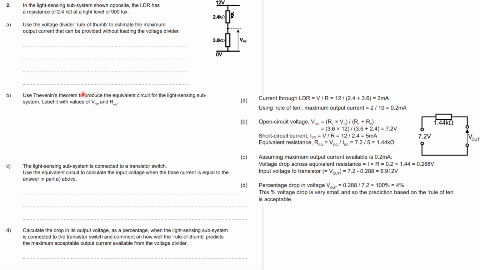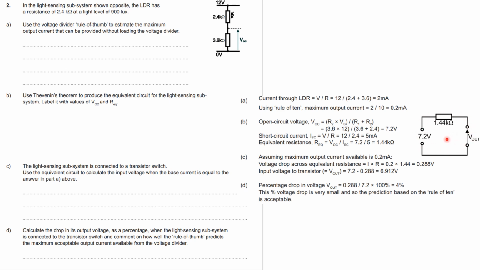Then we can just do your bog standard VOC and ISC to find the equivalent. So we know how to do that now. There's 3.6 lots of the total resistance, 3.6 of 12, 7.2 volts. Short circuit, short out the bottom resistor, so it's going to be 12 over 2.4, 5 milliamps, and then work out your equivalent resistance by doing VOC over ISC. Okay, so there we go. In fact, it's sketched over here, so you can see there's my sketch.